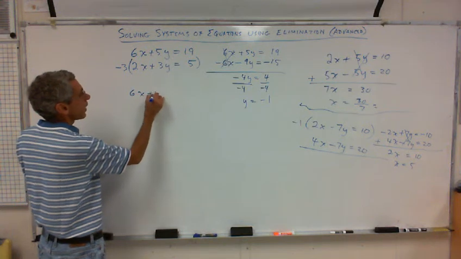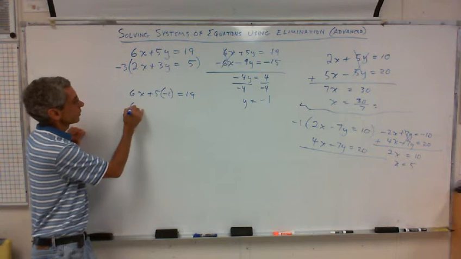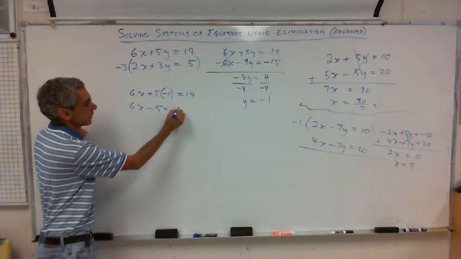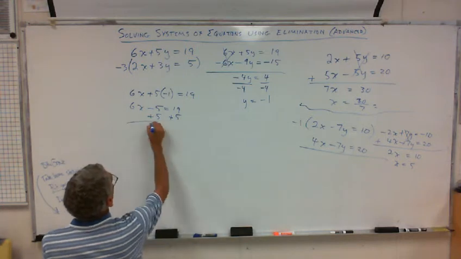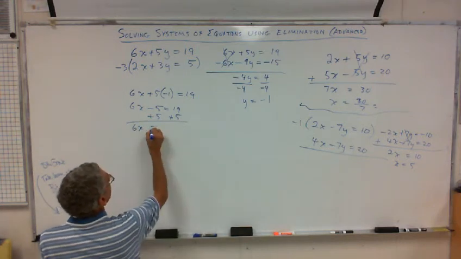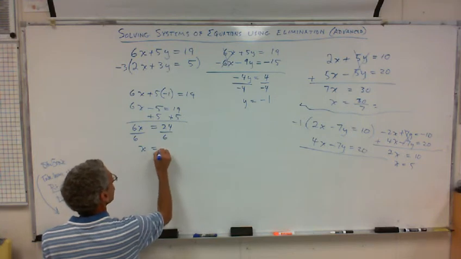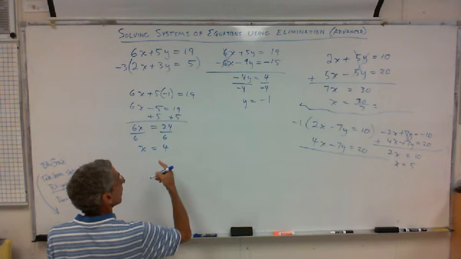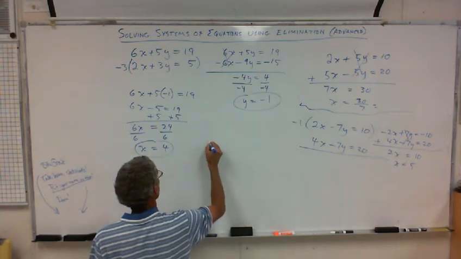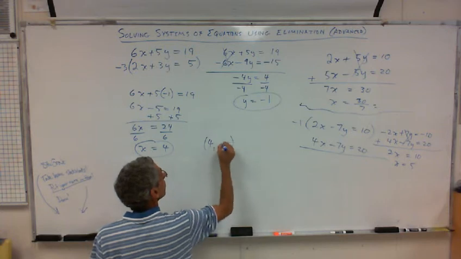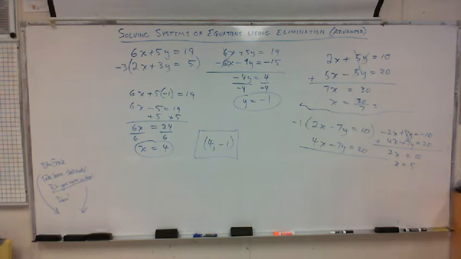6x plus 5 times negative 1 is equal to 19. So it's negative 5. And so 6x minus 5 is equal to 19. If I add 5 to both sides, can you see, Serena? Now 6x is equal to 24. Divide by 6, x is equal to 4. So my answer is I could either just circle these two, or I could say the answer is 4 comma negative 1. Either way is acceptable.